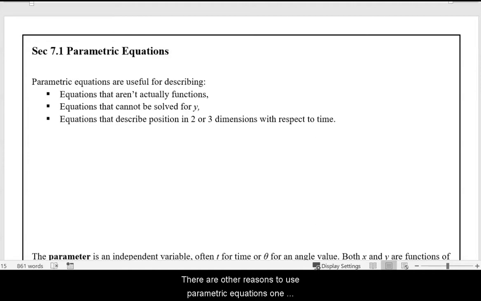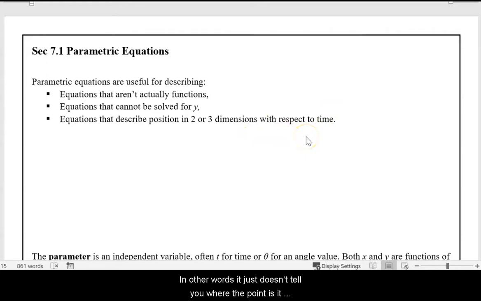There are other reasons to use parametric equations. One of the primary reasons is because a parametric gives us something that a regular rectangular coordinate system does not give us. This is the third reason that we use them, and one of the most important. The reason is it can describe the position in either 2 or 3 dimensions with respect to time.